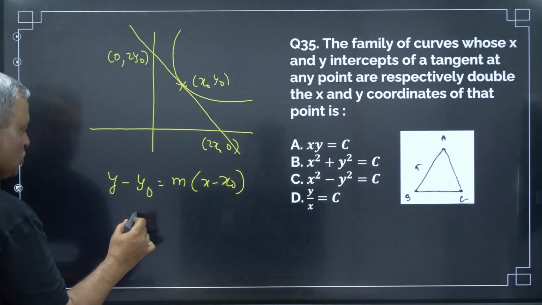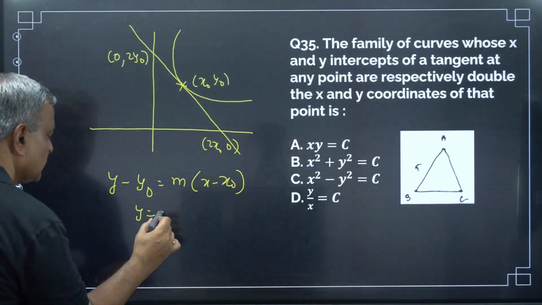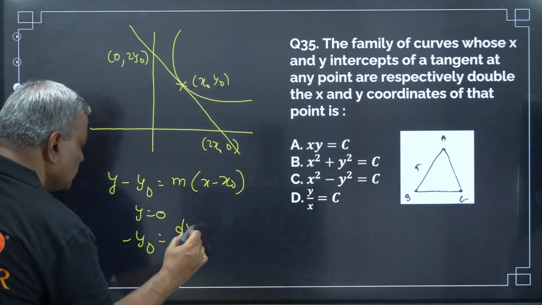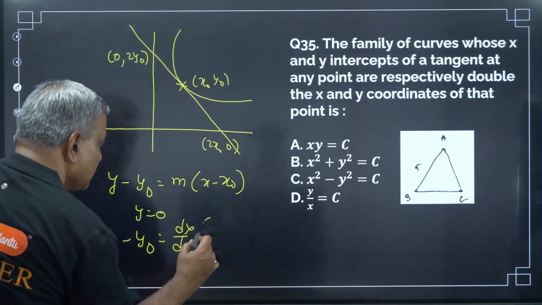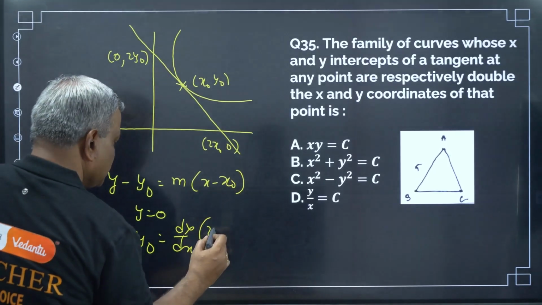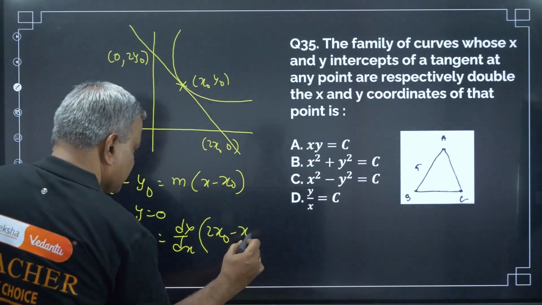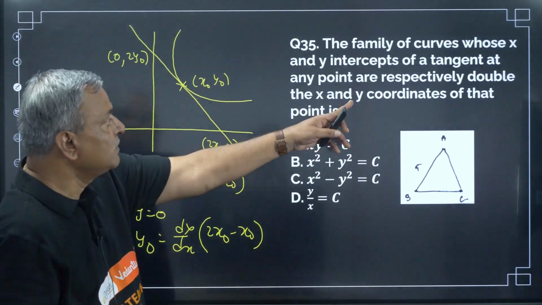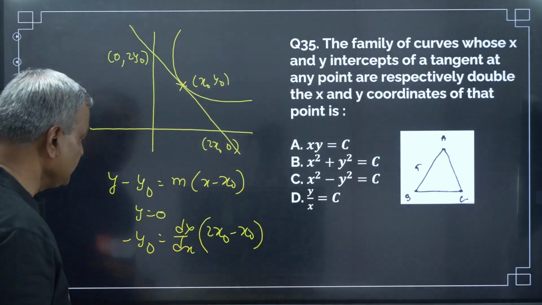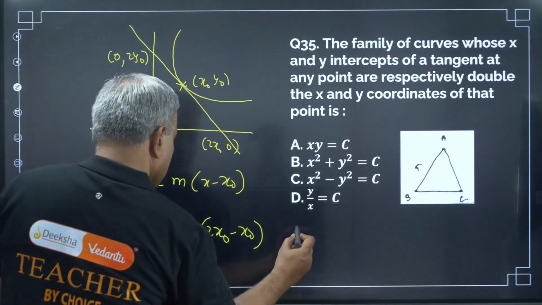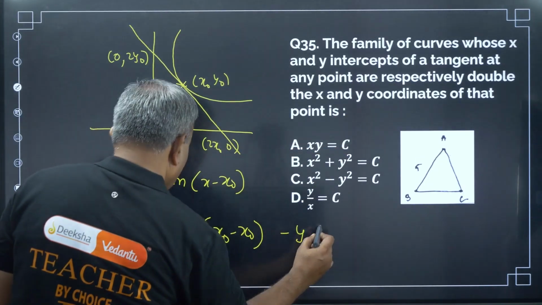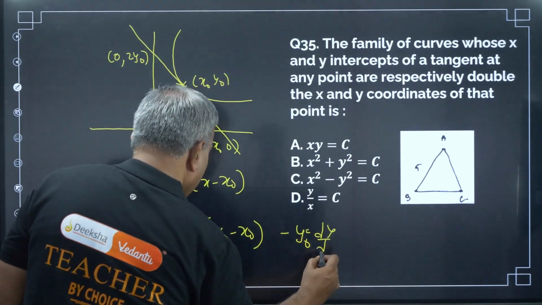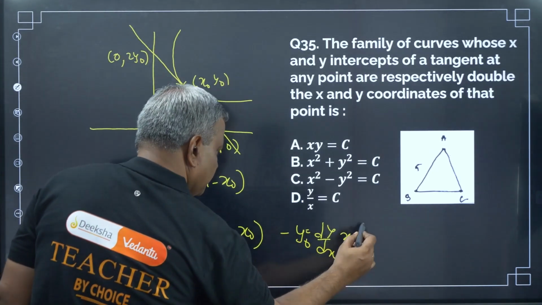Okay, put y equal to 0. We get minus y0 is equal to dy by dx times (x-intercept minus x0). What is the x-intercept? 2x0, minus x0, because the x-intercept is 2x0. That is the question given: double the x and y coordinates. So from this we get minus y0 is equal to dy by dx times x0.